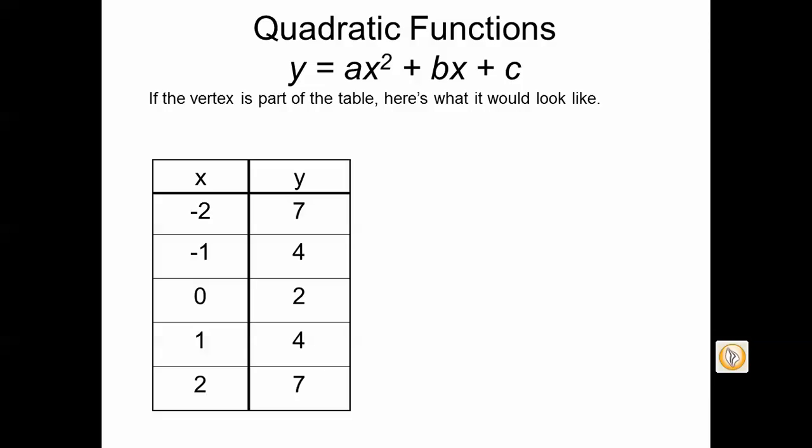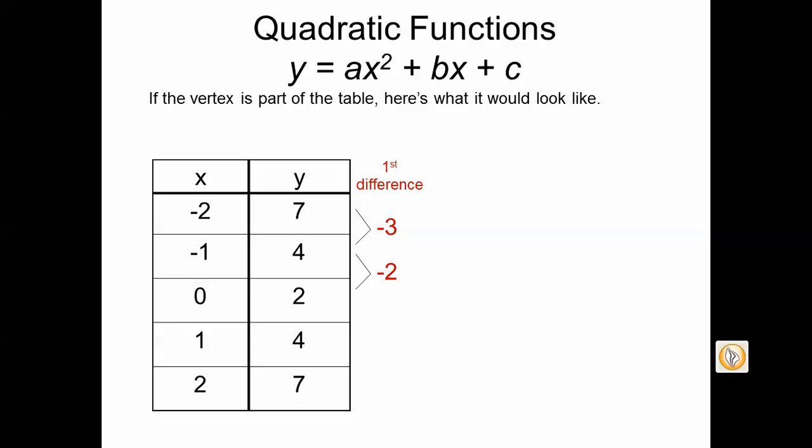What is the difference between 4 and 7? 4 minus 7? Not 3. Negative 3. Write this in, please. Write this in on your table. The difference between 4 and 7 is negative 3. Go to your next difference. The difference between 4 and 2 is 2 minus 4. 2 minus 4. Negative 2. Write that in.